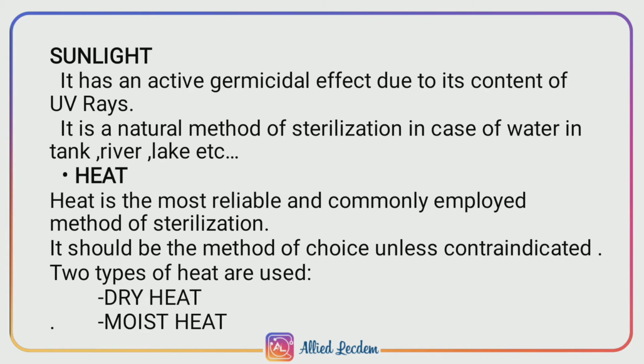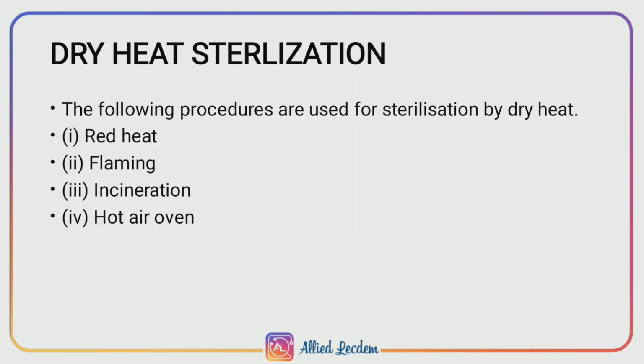Then heat. It is the most reliable and commonly employed method of sterilization, and it should be the method of choice unless contraindicated. There are two types of heat. One is dry heat, the other is moist heat. Dry heat sterilization involves the following procedures, that is red heat, flaming, incineration, and hot air oven.